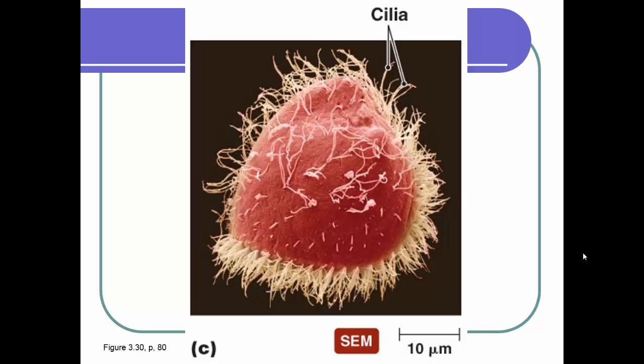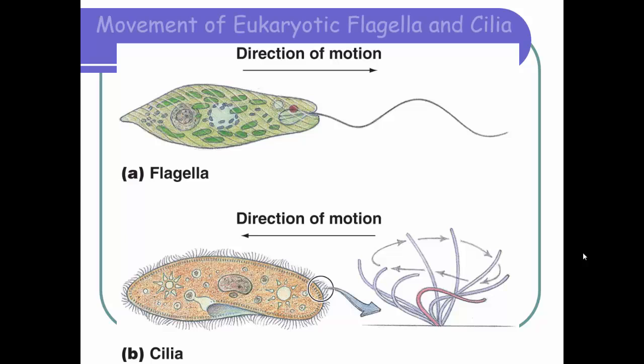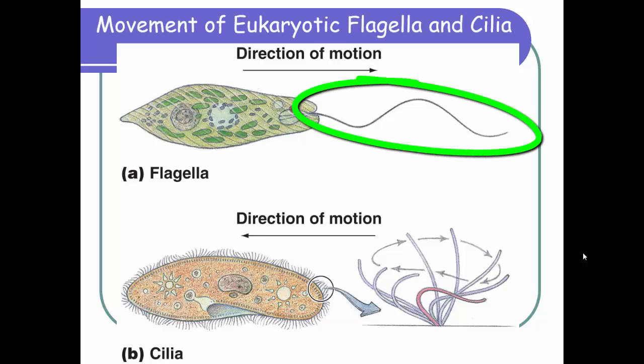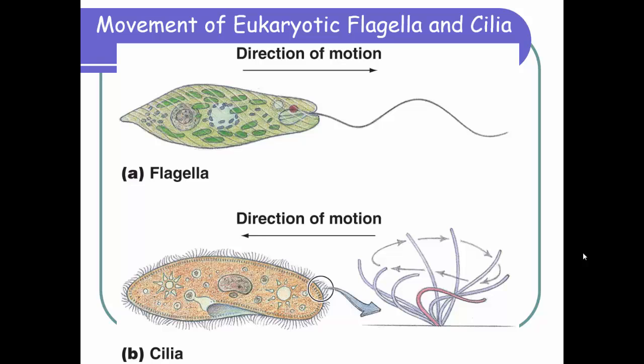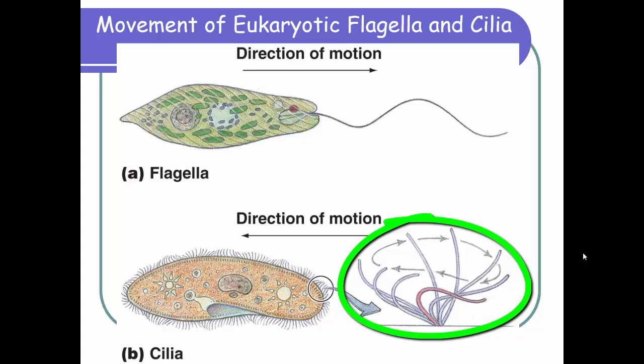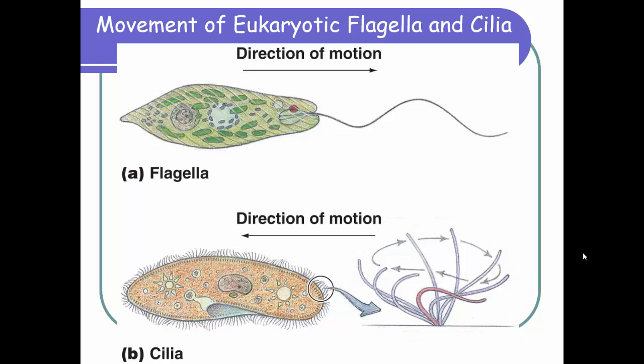Here's a nice little heart-shaped ciliated organism. And again, in the flagella, we have the whipping motion that will propel the organism in the environment, such as this Euglena, and the cilia, which have that coordinated power stroke and recovery phase that will allow for single directional movement.